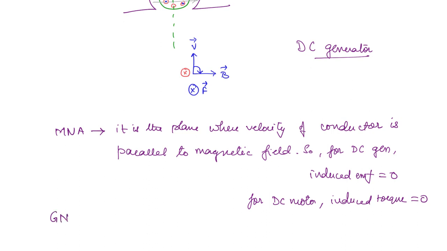Next is the geometric neutral axis. This is a plane of symmetry between the adjacent poles.